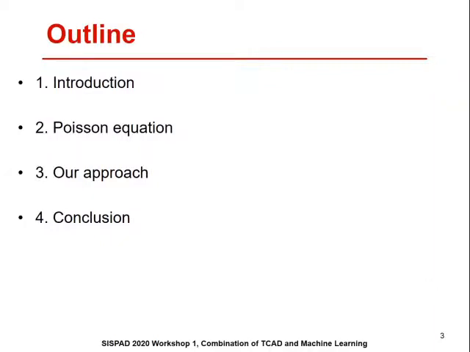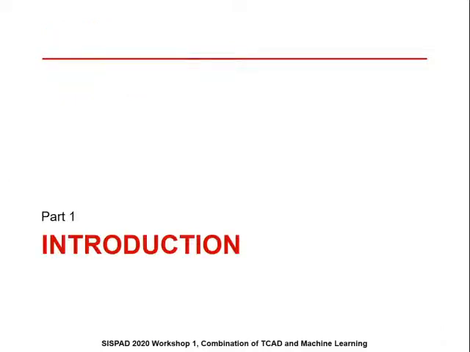This is the outline. In the introduction, the motivation of this work is presented. Recent research reports on the combination of the TCAD and the machine learning are briefly reviewed. In the second part, approaches to solve the Poisson equation are reviewed. Next, our approach to learn the numerical solution is described. Achievements and issues are presented and our plan for further improvement is sketched. After that, the conclusion is made. Introduction.